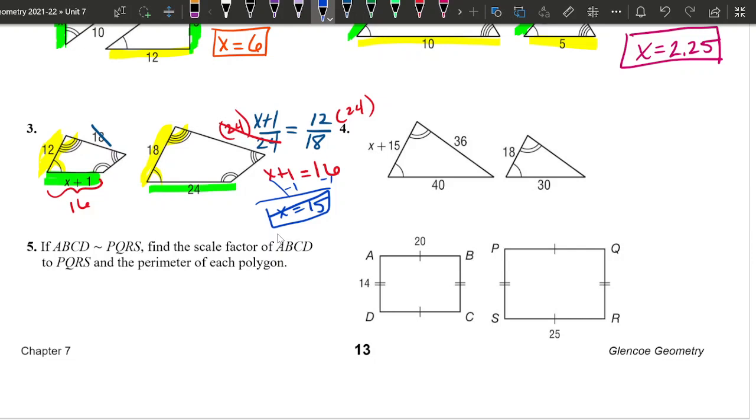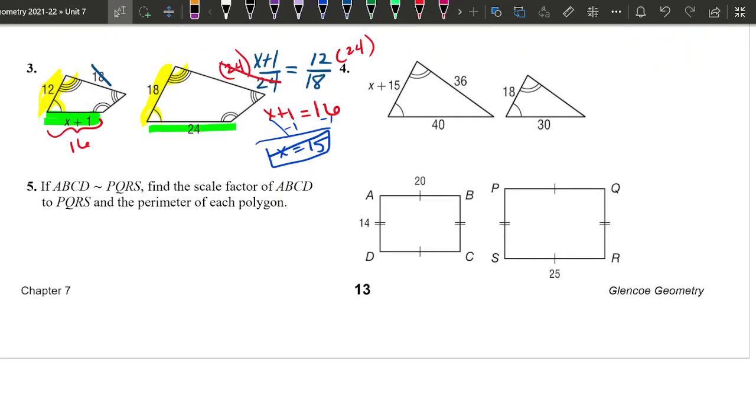Because that gives me 288. And then 288 divided by 18 is 16. Okay, 2 more examples. You know what? Number 4 is just like number 3. I'm going to give you guys more time to work. Let's just look at number 5.